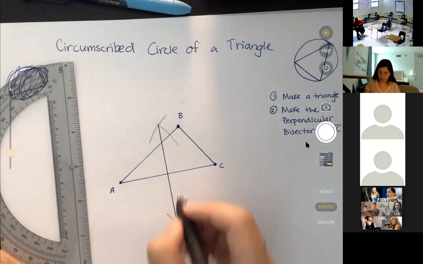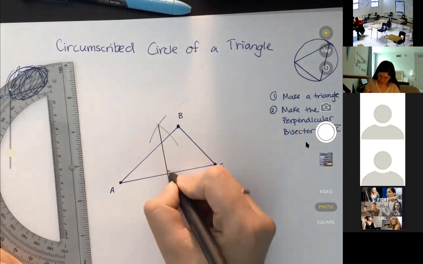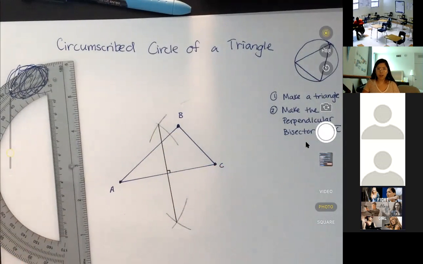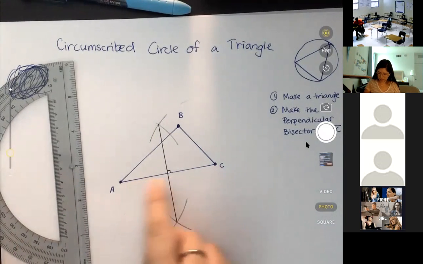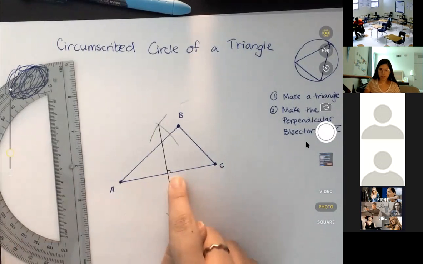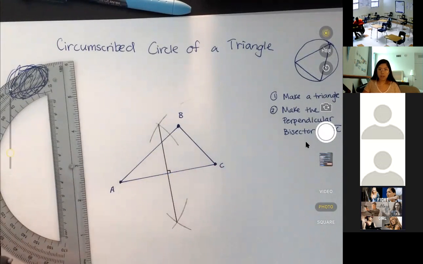All right, so right now what I have here is my perpendicular bisector of AC. And it bisects AC, exactly. So A to here is equidistant from here to C. Questions so far? And it created a right angle, exactly.